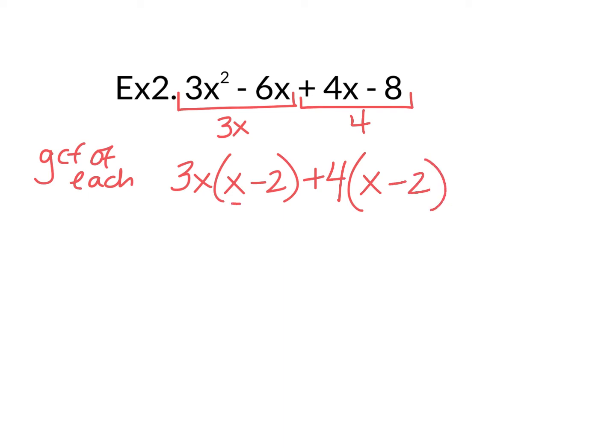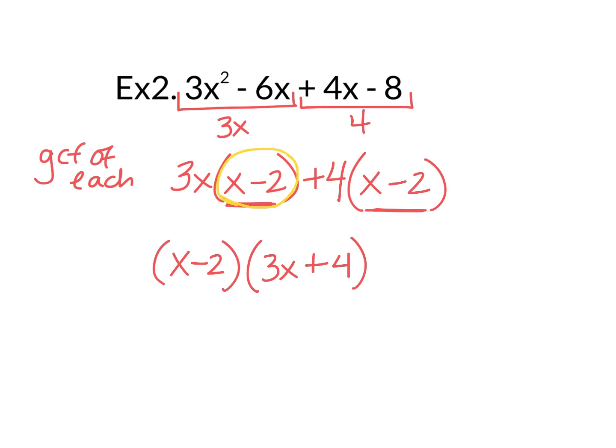So now these terms match within those terms. So x minus 2 is my GCF of the whole thing. And when I take it out of each term, I'm left with a 3x plus 4. So you might be starting to recognize this part that matches is the GCF in the front. And then the second set of parentheses, the second factor, comes from the original GCFs that you took out. Okay, let's do one more.